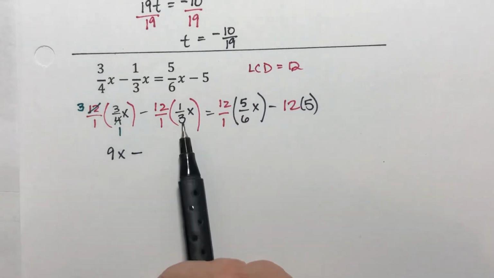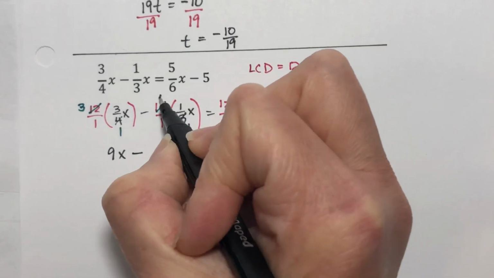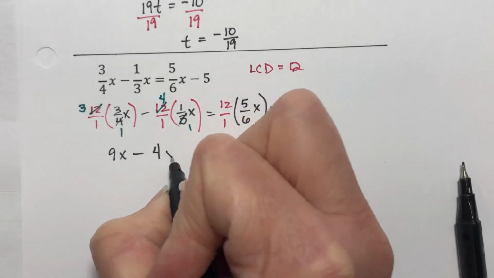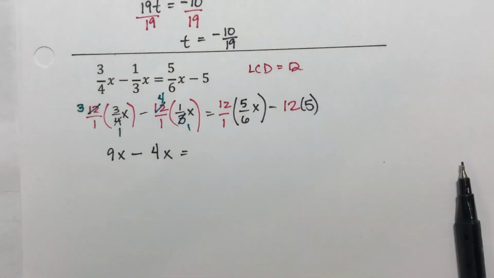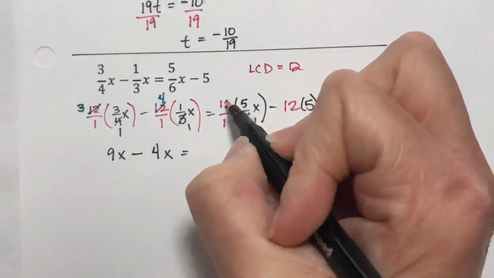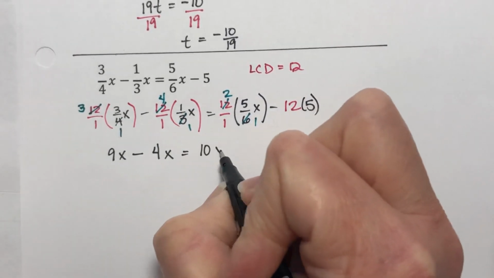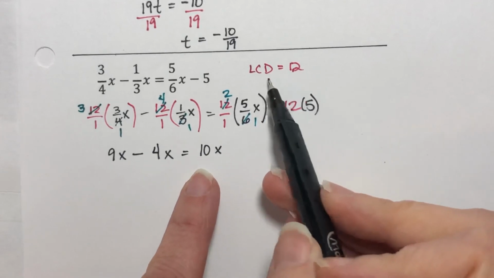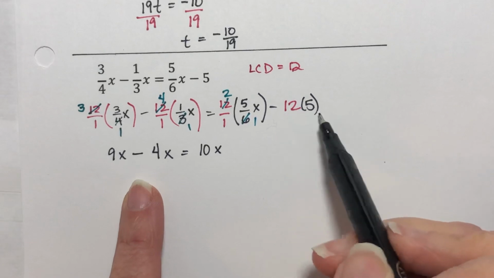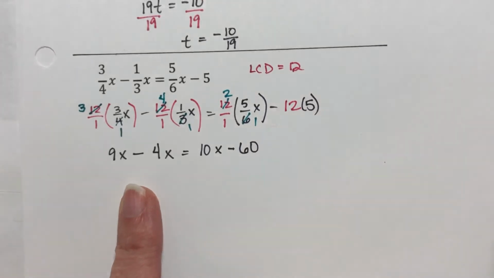Minus. Now the 3 and the 12 should reduce. Divide this by 3, you get a 1. Divide this by 3, you get a 4. 4 times 1 is 4, so this is 4x, equal to. The 6 and the 12 reduce. Divide this by 6 to get a 1. Divide this by 6 to get a 2. 2 times 5 is 10. That is 10x. If you have found the correct least common denominator, every single one of your fractions should go away. Don't forget to multiply this part. 12 times 5 is 60, so this is minus 60.